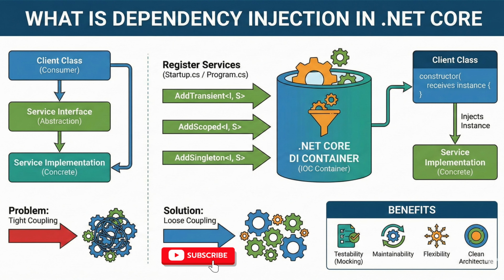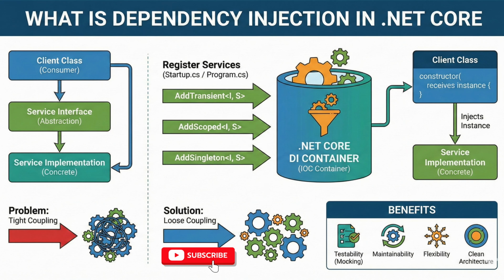The problem: tight coupling. When a client class directly creates an instance of a service class, both become tightly coupled. This leads to difficult testing, hard to maintain code, poor flexibility when changing implementations. The solution: loose coupling with DI. Dependency injection solves this by using interfaces, abstractions, instead of concrete classes, letting the DI container create and manage service objects, injecting required dependencies into the client class automatically.